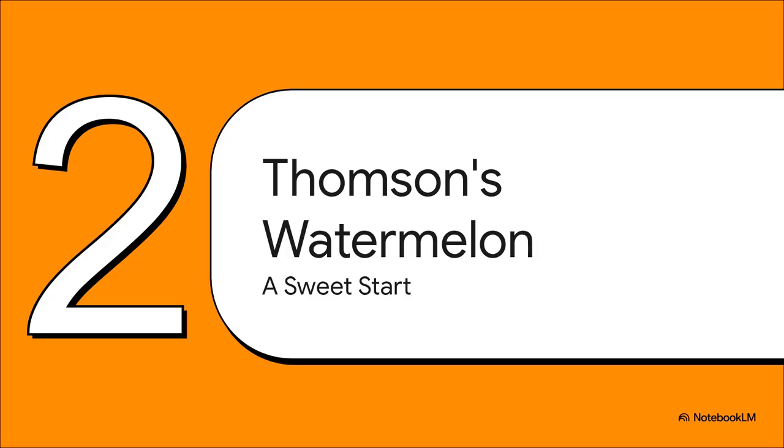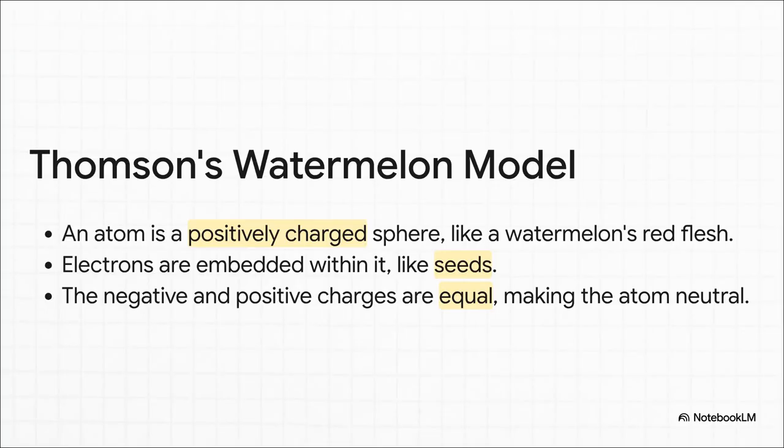All right, so now that we know about these three particles, the big question was, how are they all arranged? The first scientist to give it a guess was J.J. Thomson, and his idea was actually based on a fruit. Yeah, you heard me right. Thomson said an atom is like a watermelon. You know the red part of the watermelon? He said that's a big ball of positive charge. And the seeds stuck inside, those are the negative electrons. The most important thing he said was that the total positive charge and the total negative charge are equal. That's why the atom is electrically neutral. A pretty good first guess, right?